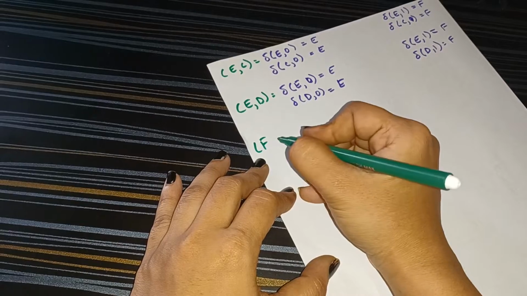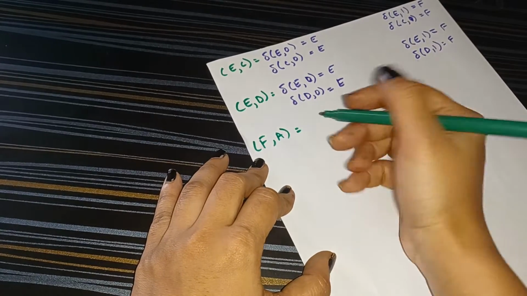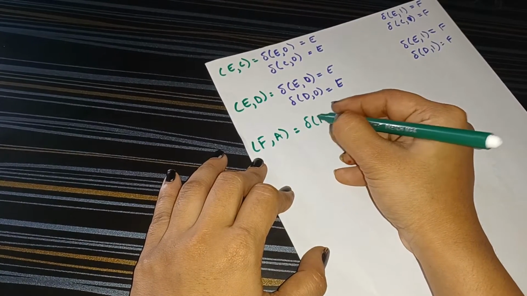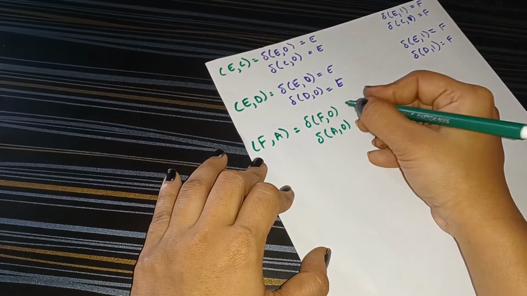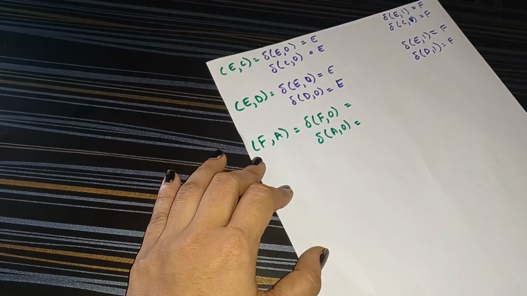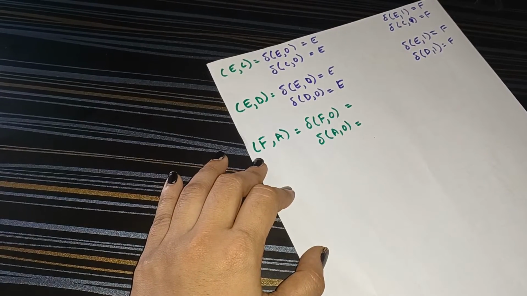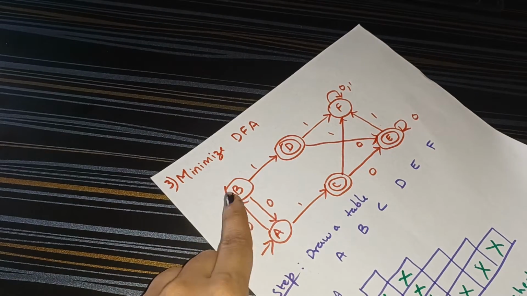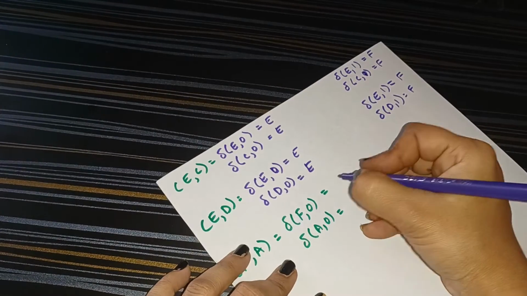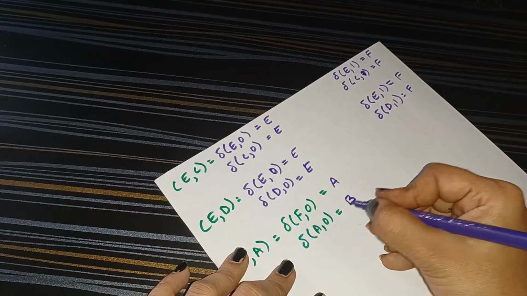So FA, delta transition of F on 0, delta transition of A on 0. F on 0 it is going to itself, A on 0 it is going to B. So it is going to AB.